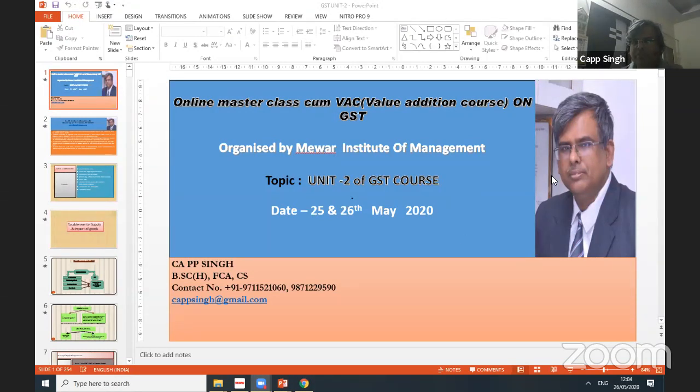Then the next point, important for all of us, is that in the case of domestic transactions, petroleum products are outside GST, but in the case of imports of goods, GST in the form of IGST is levied on import of petroleum products as well as on alcoholic liquor for human consumption. This point we have also noted.